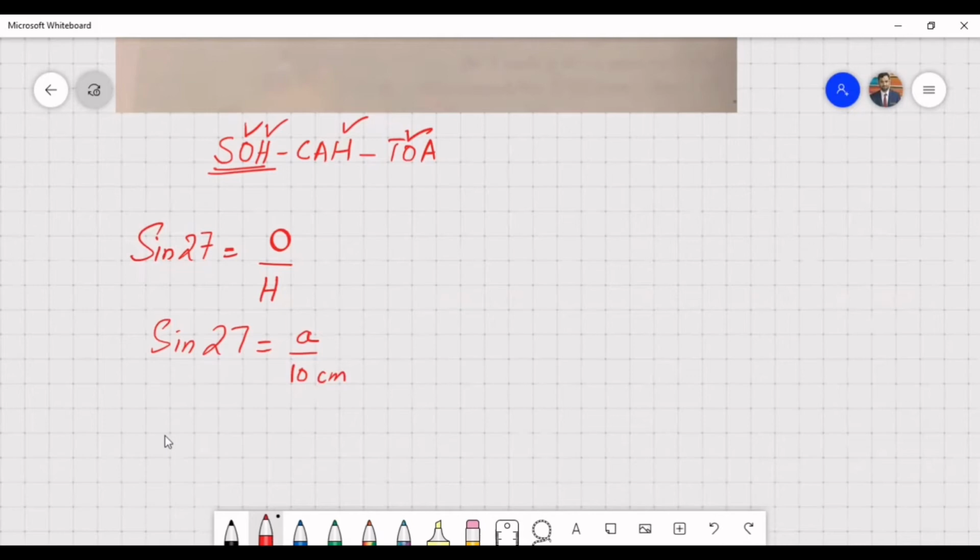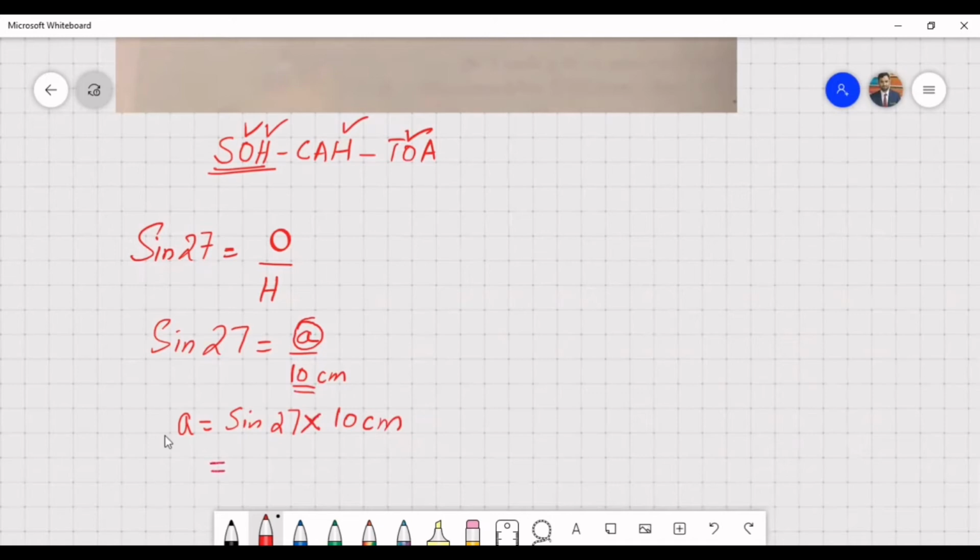So we will keep A on one side and all other values on the other side. So I am keeping A on one side, and now I will take this 10 centimeter, the sine 27. Here 10 is dividing, so it is dividing on the other side. When we take 10 to the other side, it will multiply with sine 27.